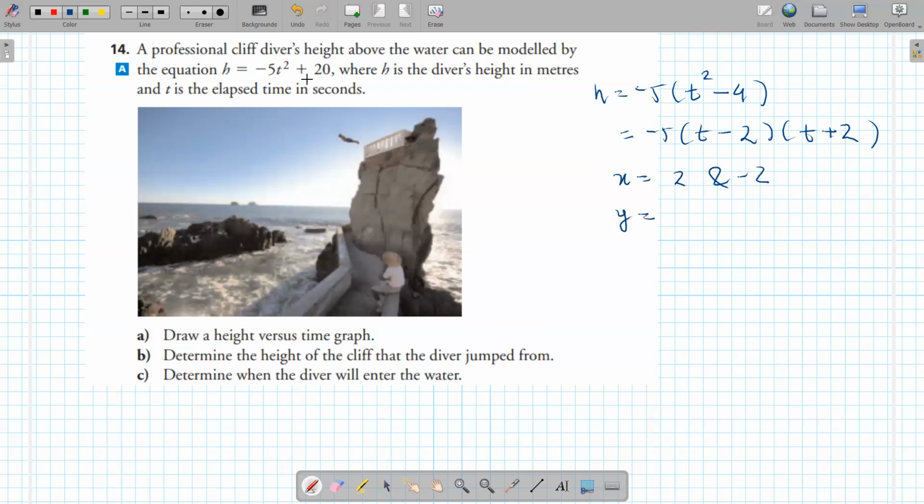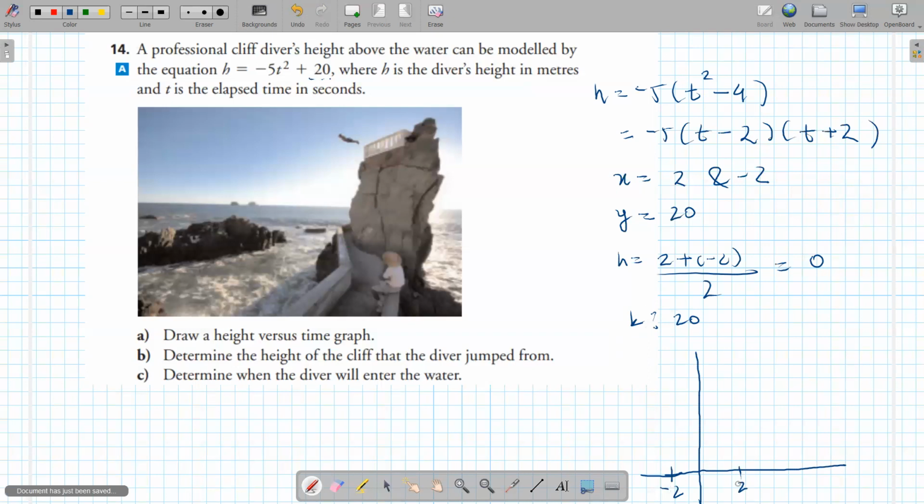Our y-intercept is given up here. It's always going to be the constant in the standard form. It's 20. h is going to be 2 plus -2 divided by, sorry, not 0. What am I saying? 0 over 2. It's going to be 0. To find the k value, it's also going to be 20. So for the x-intercepts we have 2 and -2, but our y-intercept and the vertex are going to be the same. Let's say that's 20. That's our vertex. That's also our y-intercept.